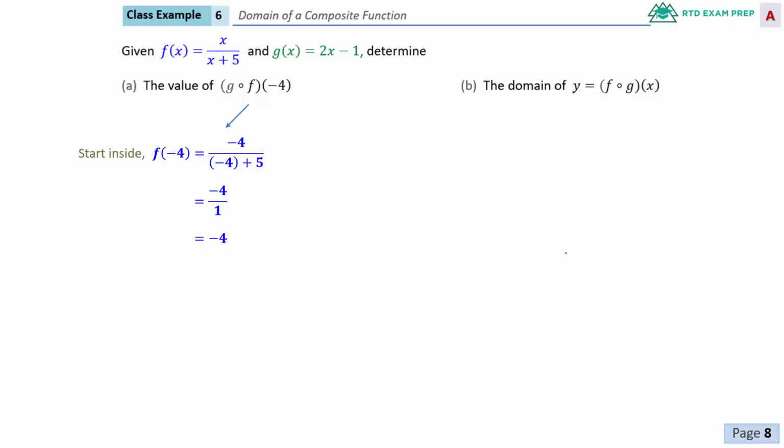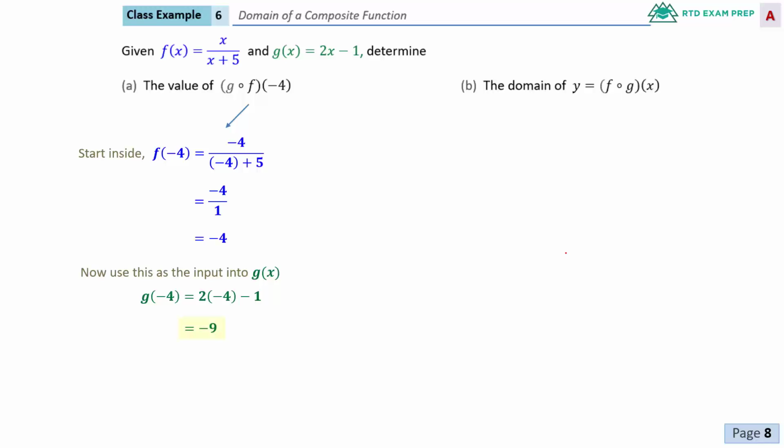So negative 4, which coincidentally was the input value, will also be the output value as we move to the next step and input it into g of x. So g of f of negative 4 would simply be g of negative 4. And so 2 times negative 4 subtract 1 would make negative 9.